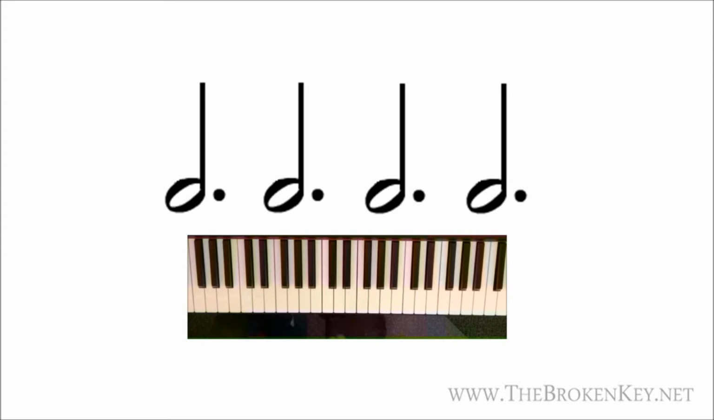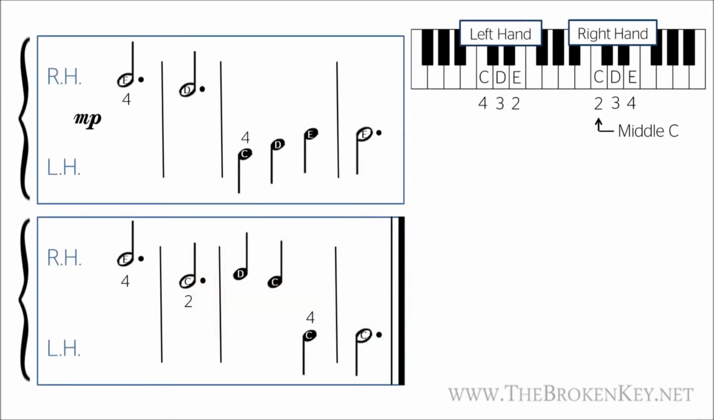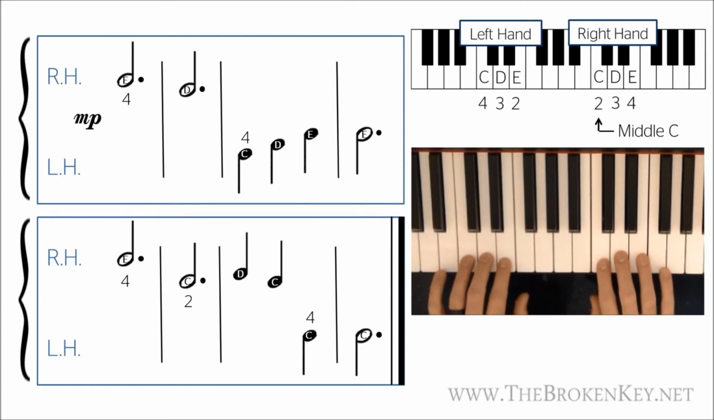So let's look at an example that uses dotted half notes. Notice our fingers are back to using C, D, and E in each hand. Also notice how in this exercise we only have 3 beats per measure instead of 4 beats. So this is how this exercise would sound. 1, 2, 3, 1, 2, 3.